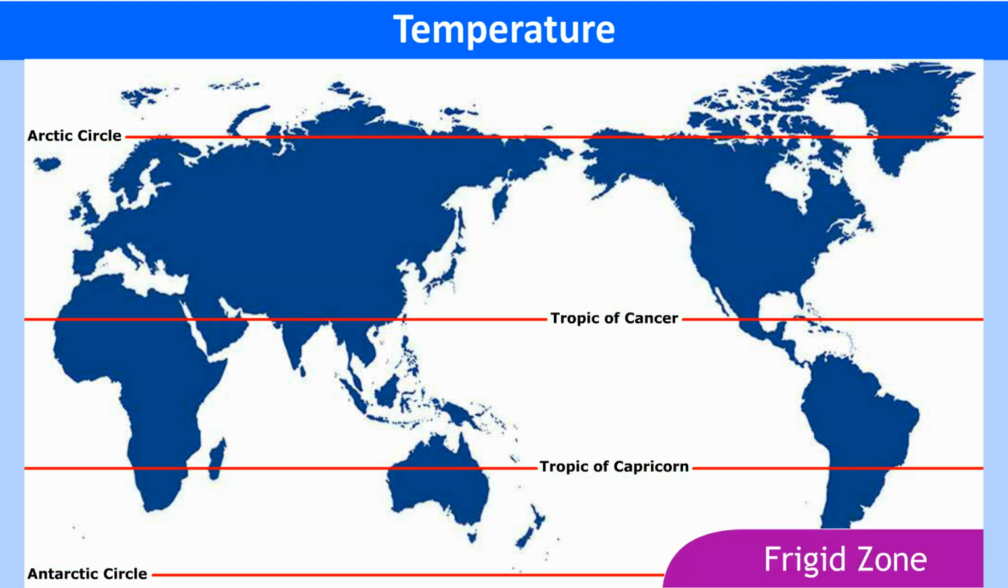Frigid zone. It lies between the Arctic Circle and the North Pole in the northern hemisphere and the Antarctic Circle and the South Pole in the southern hemisphere. The places lying in this zone are the coldest regions of the Earth since they receive minimum insolation.